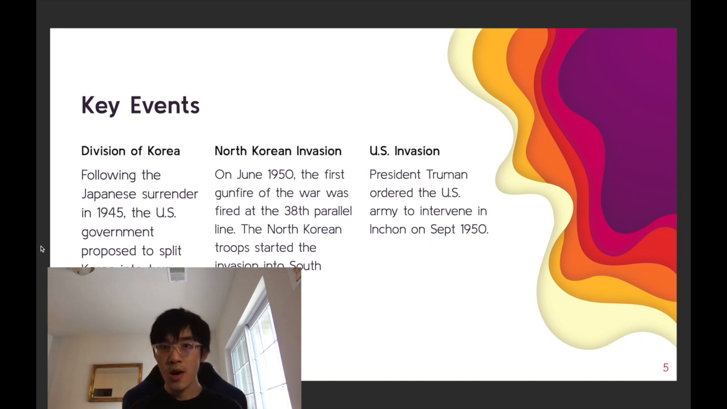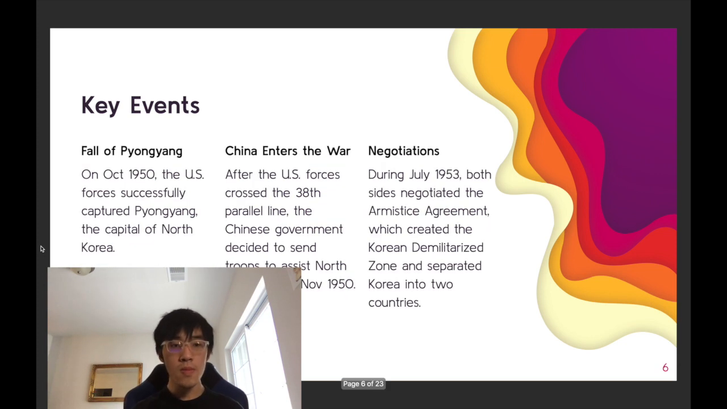And only a few months later, the South Koreans were already forced all the way down south, and they asked President Truman for help. So, in September of 1950, the US Army invaded at Incheon and officially participated in the Korean War. So soon after the US Army intervened, the South Koreans were able to fight their way up north. And in October of 1950, the US forces, with the help of South Koreans, were able to successfully capture and secure the city of Pyongyang, which was the capital of North Korea.